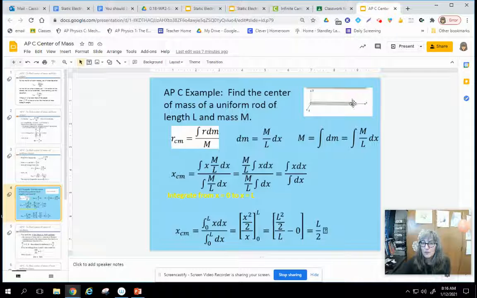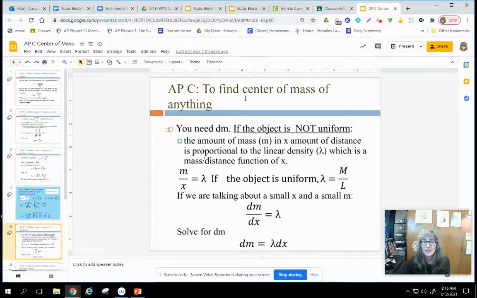So if it's uniform, we just proved that the center of mass is right in the middle of it, which is what we were assuming when we did our practice earlier today. So yay, it worked. So that's good. So now what happens if the object isn't uniform? Generally speaking, they'll give you a linear density. I have not seen this where they ever have you do this in more than one dimension, so that's good.